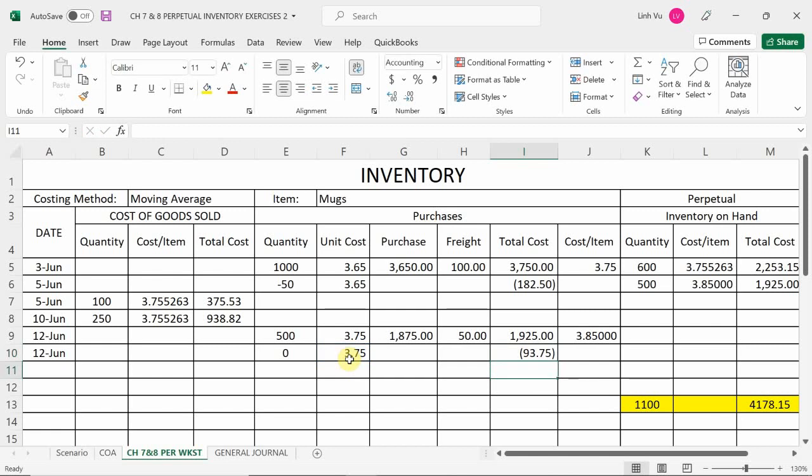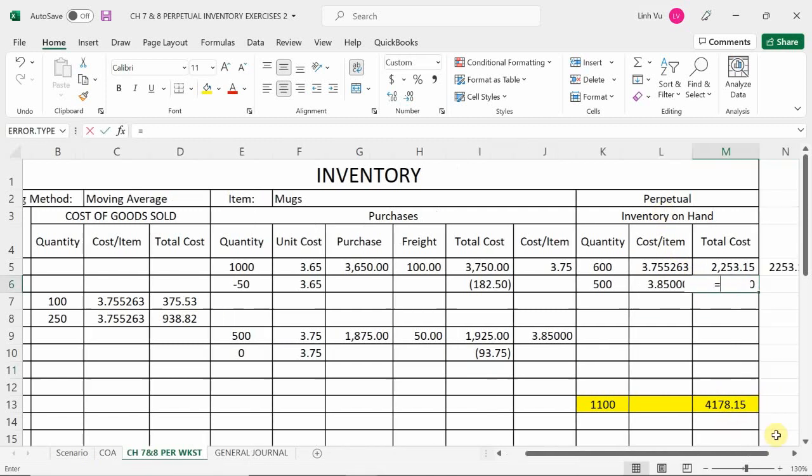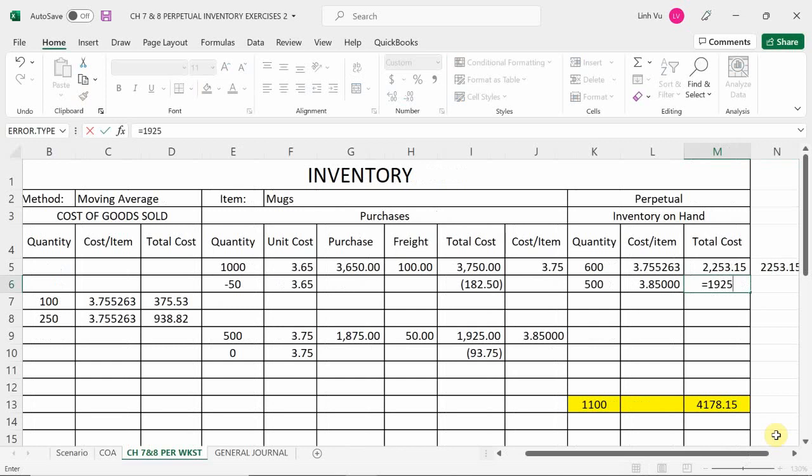$93.75 total. So once again, you're going to have to do that same calculation on the side here because in this case, I still have all 500 units. However, I got discounted for this amount here. So I'm no longer at 1,925, right? I am actually $93 less, right?